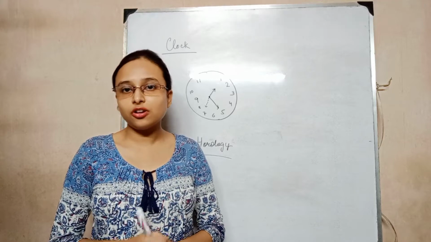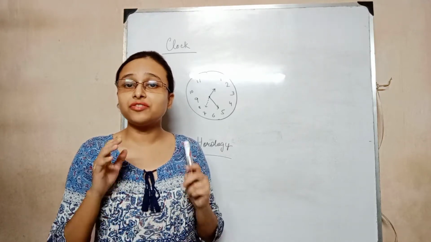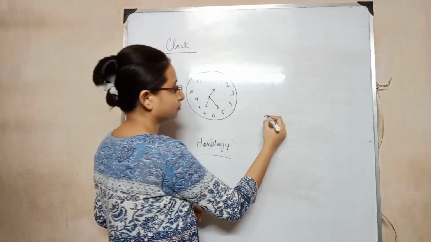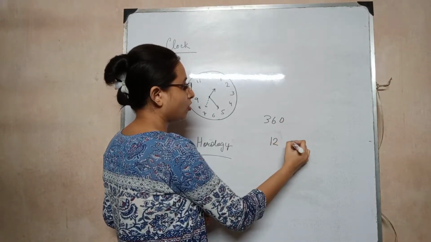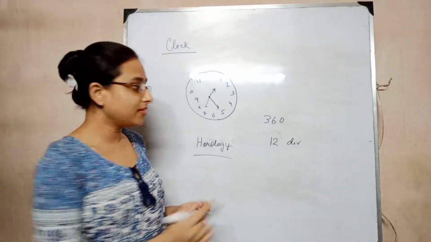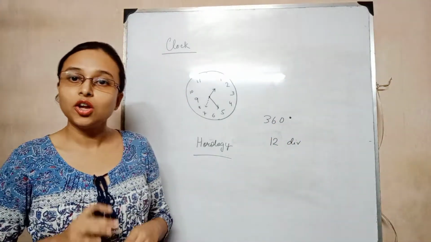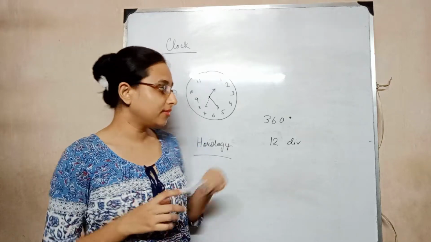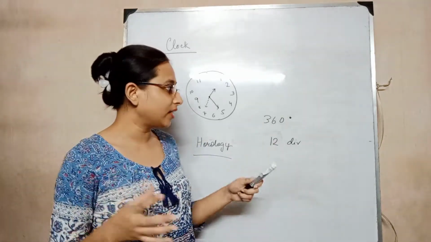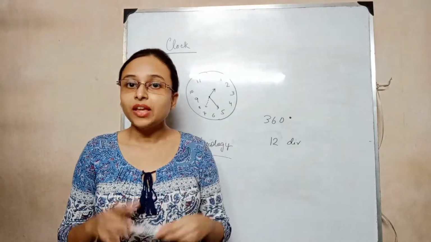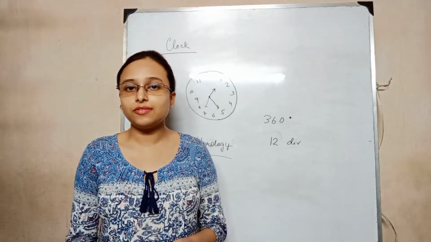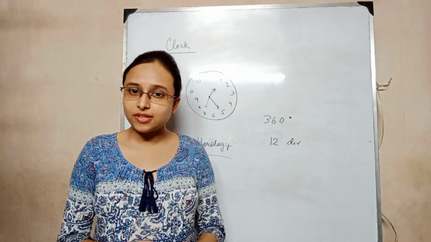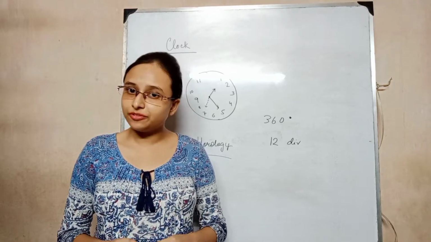Now, talking of the structure of a clock. A clock is composed of 360 degrees and divided into 12 equal divisions. 360 degrees having 12 divisions. Now, after we are familiar with the entire 360 degrees of the circle, we will come to the angle between the consecutive divisions, which is obtained by dividing the total angle of a clock, 360, by the number of divisions, that is 12.